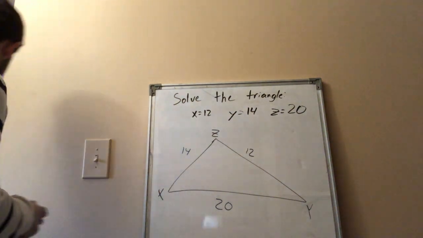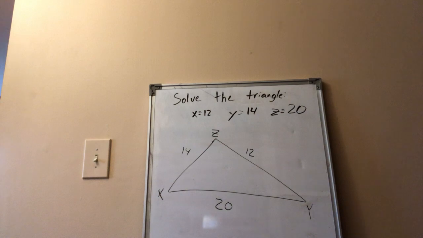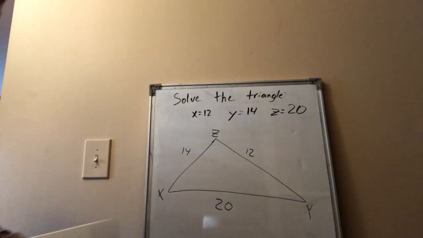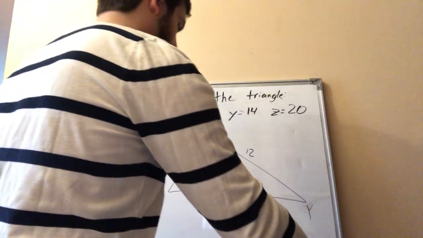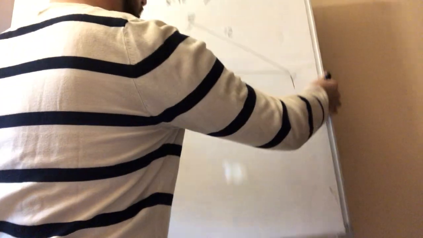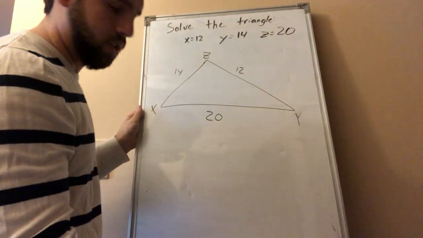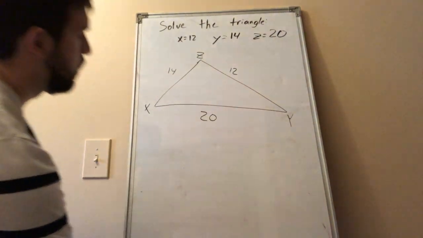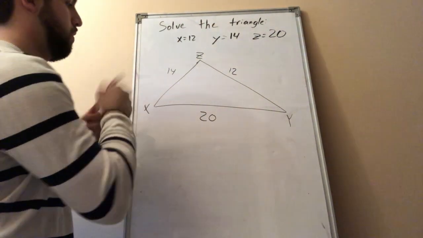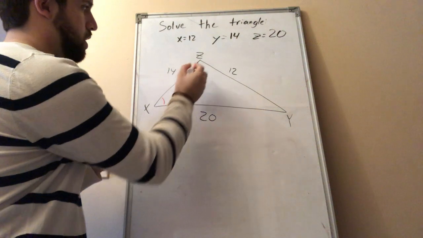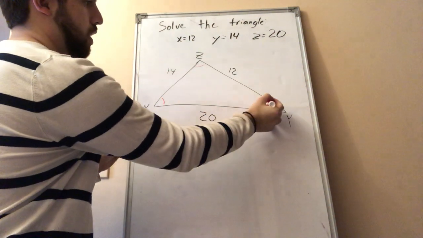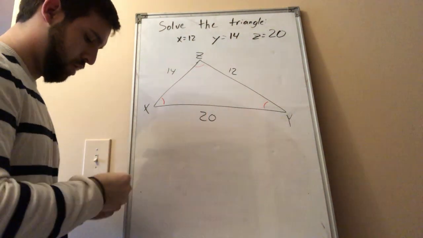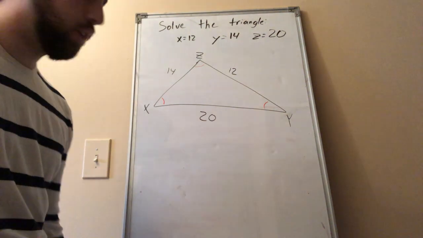Okay, so now, when the problem says solve the triangle, what they're really saying is find all the missing information of that triangle. So if you notice, the things that we are missing, I need to solve for my angle x, my angle z, my angle y. So I'm solving for three angles.